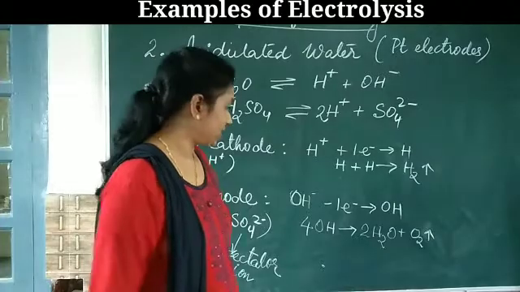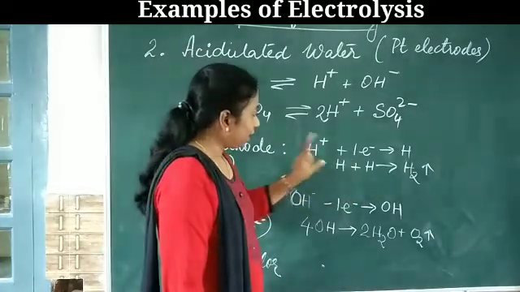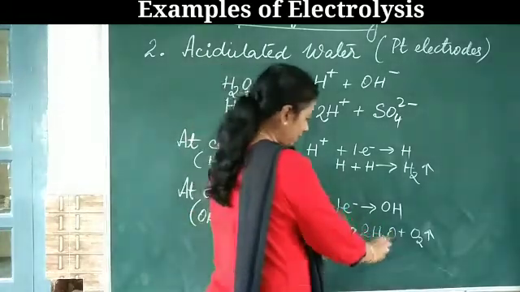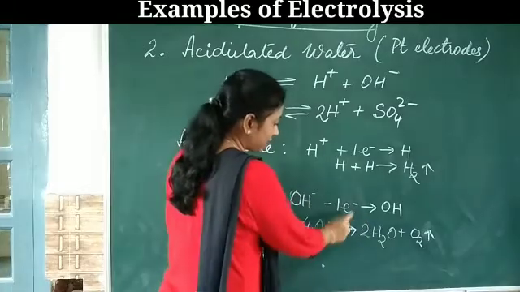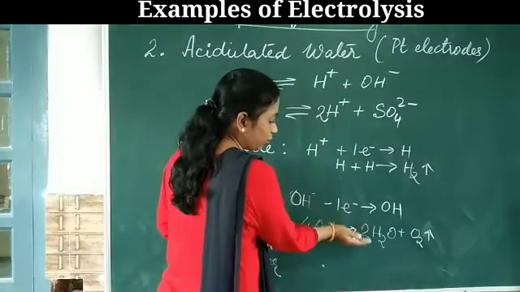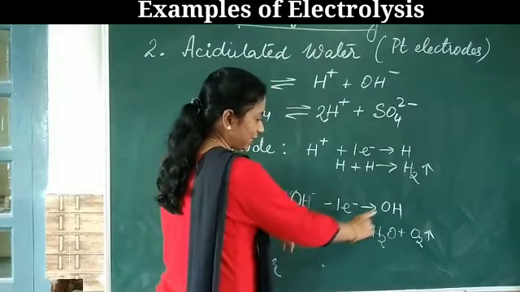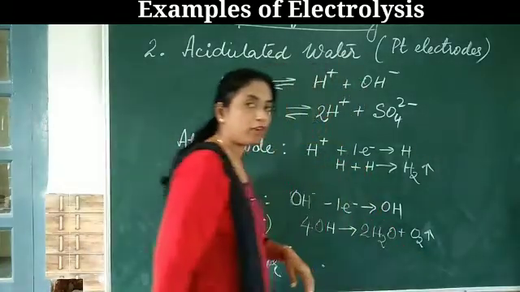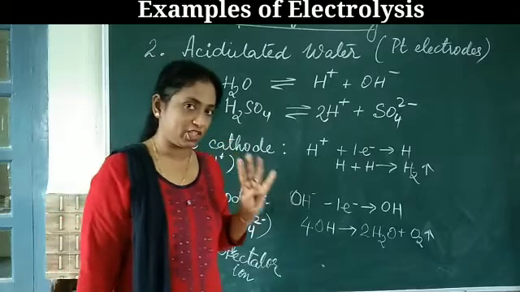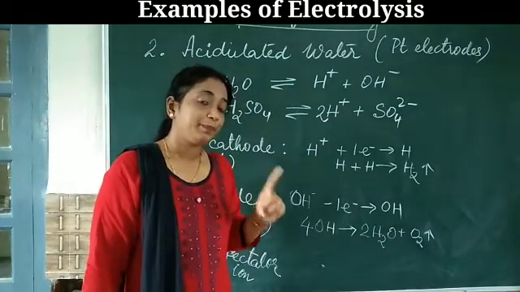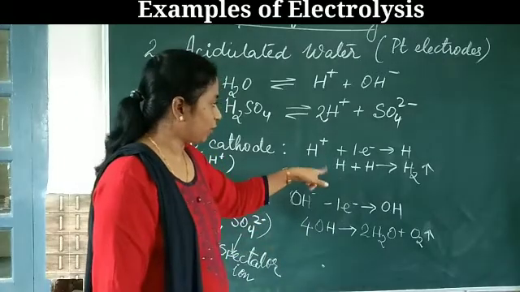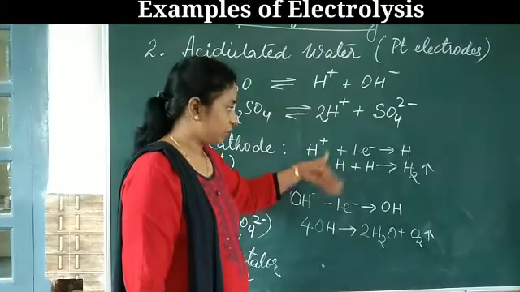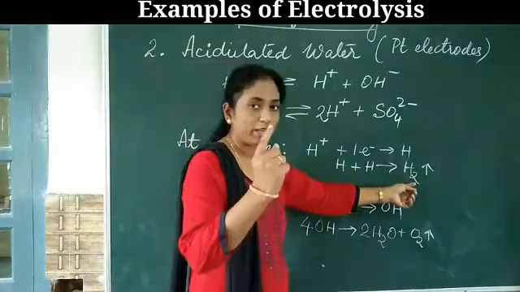Now another thing to note here, children, is that when 4 OH combine, that means 4 such reactions have to occur. 1, then 2, 3, 4. 4 such reactions will occur, then only we will get 4 OH. 4 OH will join together to give 2 molecules of water and then 1 molecule of oxygen. It is a 4-step reaction. And what about here? It has to undergo 2 steps to give 1 molecule of hydrogen.